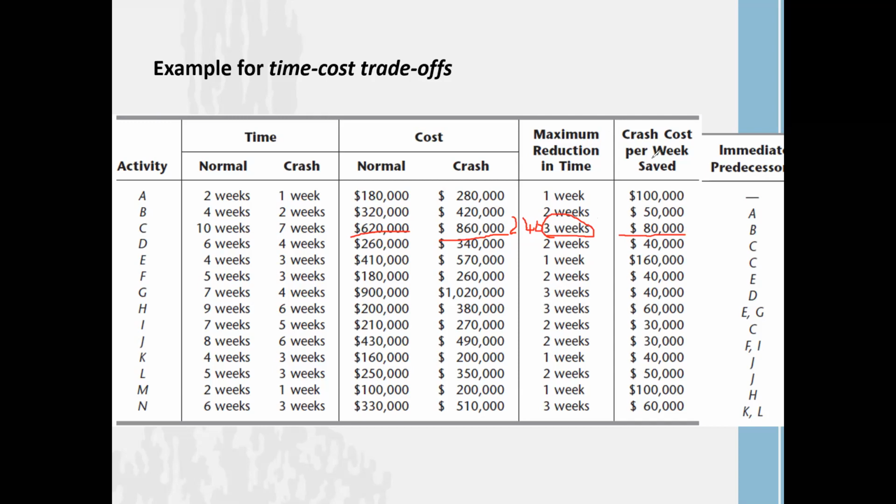Right? So I believe now you can identify this table properly. This table contains the normal time period of each activity as well as the crash time period of each activity. And it also gives you the normal cost of each activity and the crash cost of each activity. Right? Here, by using this normal time and crash time, we can calculate the maximum number of weeks we can reduce from each activity. Now for an example, activity A, we can reduce 1 week. Activity B, we can reduce 2 weeks.